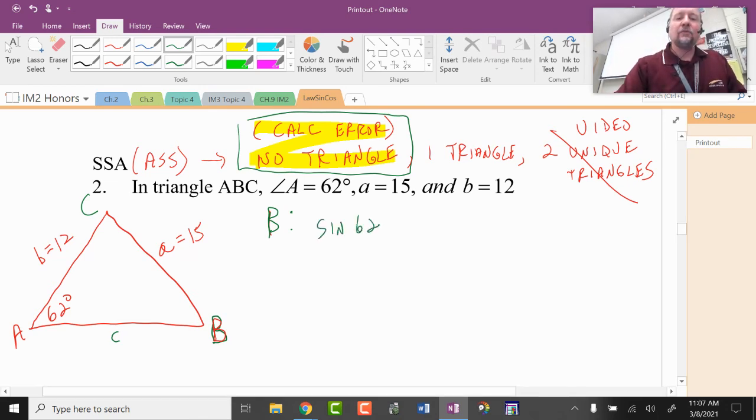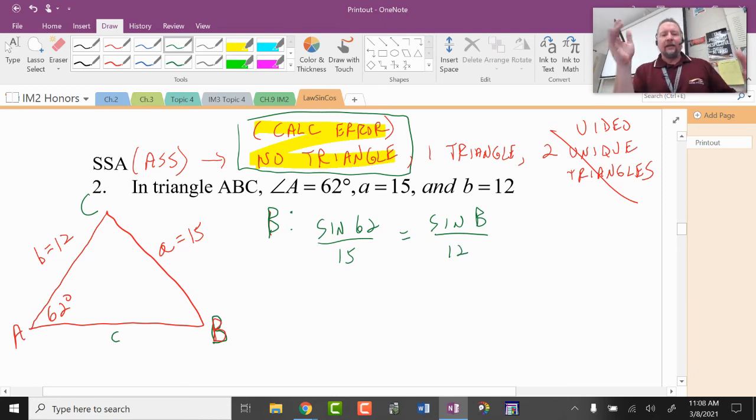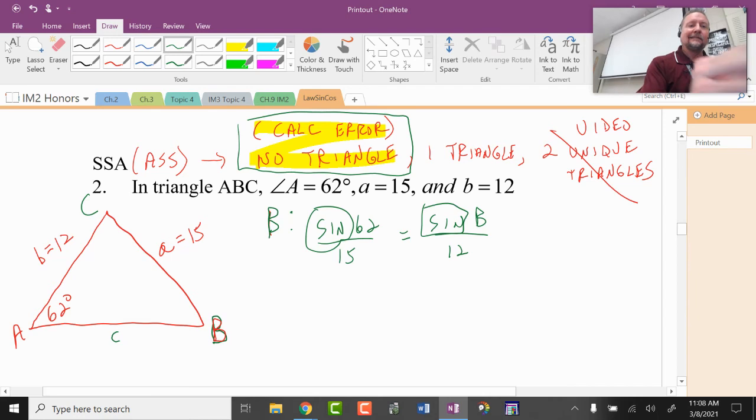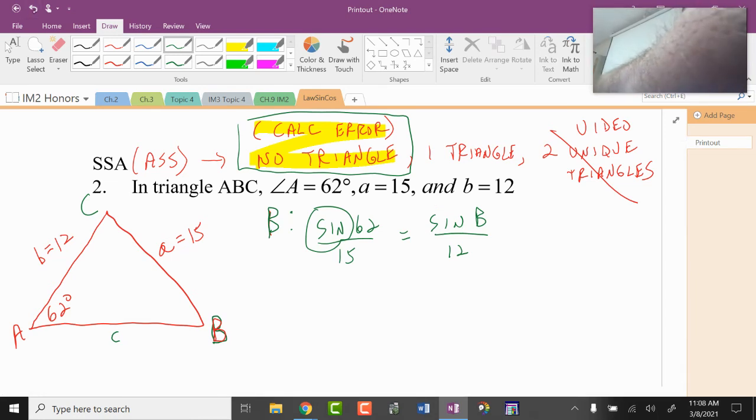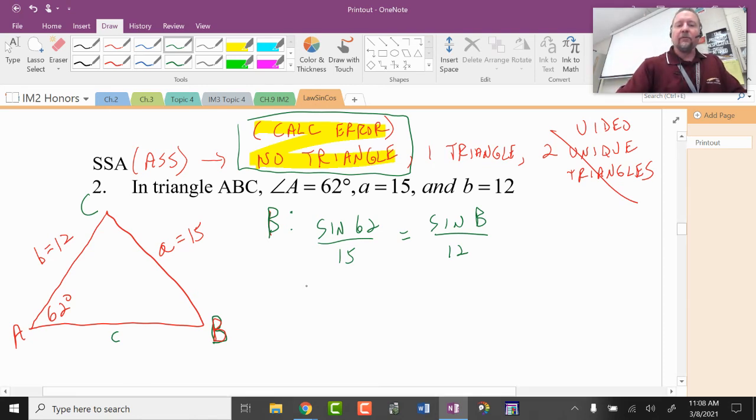Sine of 62 over 15, that's perfectly good. I didn't have labels, but we'll just say units later. Equals, but not in this case, because I'm finding an angle measure. So sine of B over B, which is 12. Again, it's the sine of an angle over a side measure. Then multiply both sides by 12.